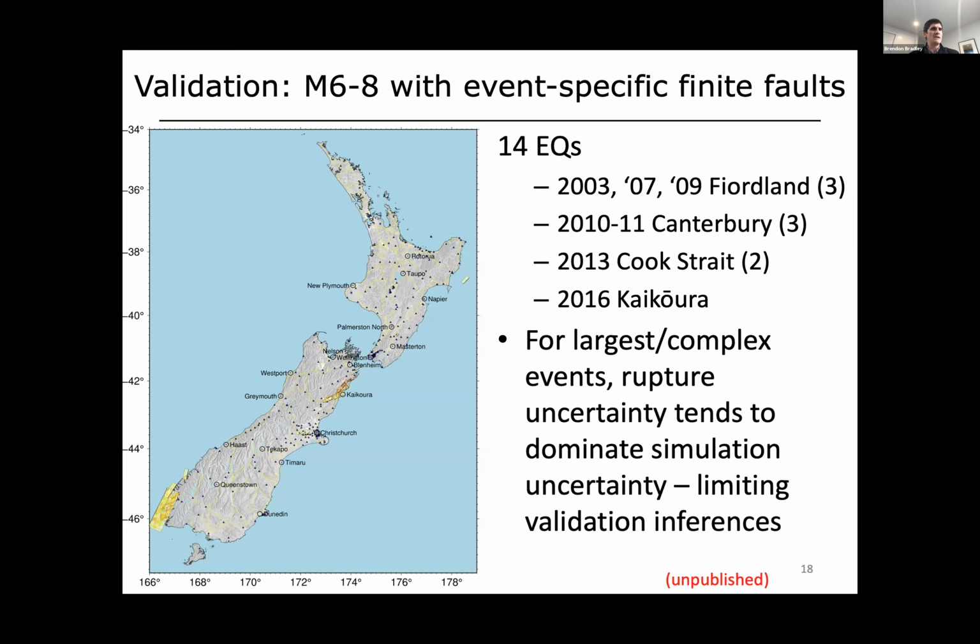As some people had mentioned, and Artie in particular made a good point of pointing out the importance of small events. For these large events, which happen to also generally be the more complex events, actually uncertainty in the rupture description tends to dominate the simulation uncertainty. And so although these events are the most important ones, they actually have many challenges in trying to use them for validation inferences. And so it's necessary to simulate these, but it's certainly not sufficient to only simulate these large events.